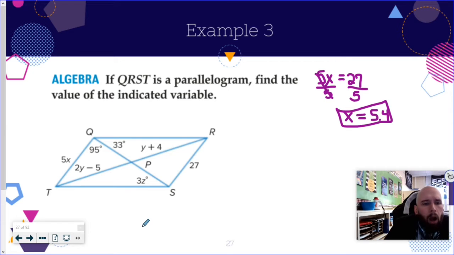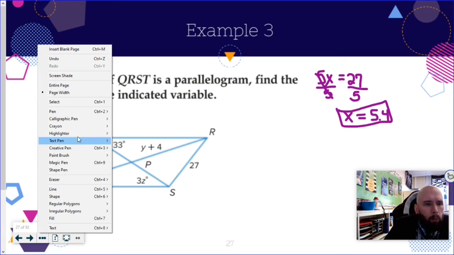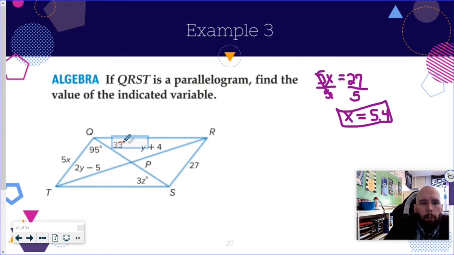Okay. Y. How do I find y? Let me get another color up here. Y is this line, which happens to be attached to another y, which is also that line. Oh, this is a parallelogram. And this is a diagonal. And that diagonal bisects, so these guys are the same. So let's set them equal to each other.